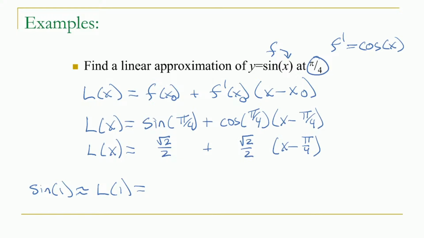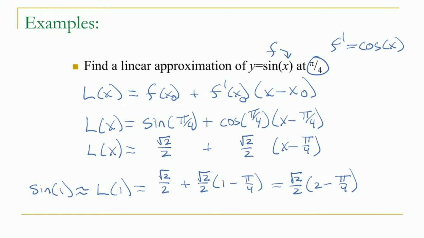Now we can actually plug in 1. So you get square root of 2 over 2 plus square root of 2 over 2 times 1 minus pi over 4. Now at this stage, I'm going to cheat. Oh, wait a minute. What do we have here? We can combine those. Radical 2 over 2 times 2 minus pi over 4. It doesn't really help us that much, but I'm going to do it anyway.